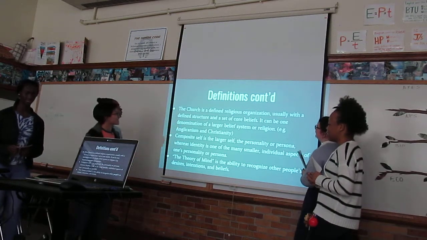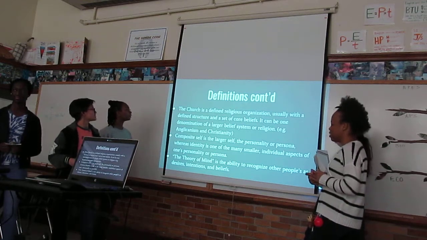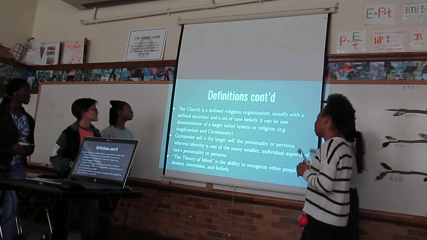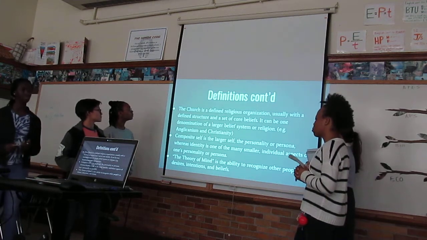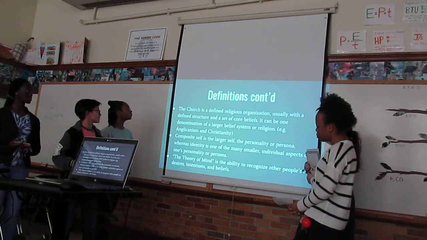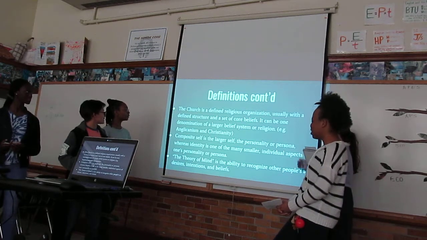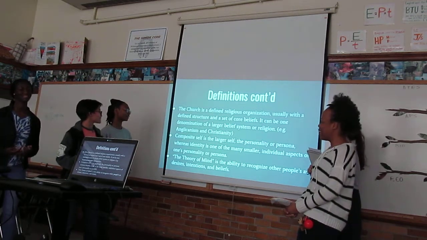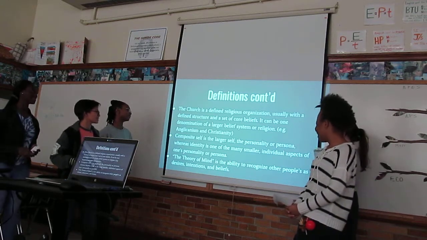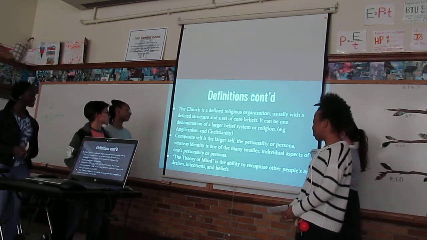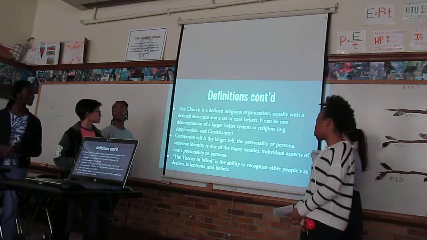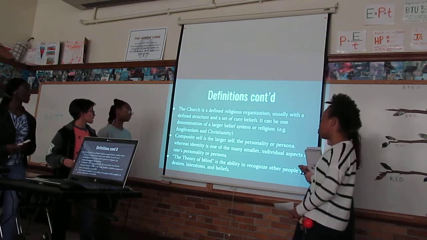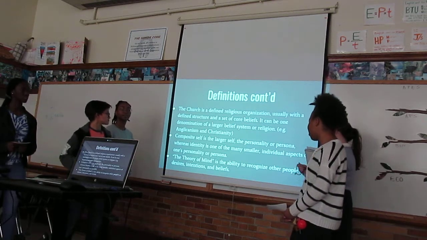And these are our more definitions. The church is a defined religious organization, usually with defined structure and a set of core beliefs. It can be one denomination of a larger belief system or religion, like Christianity, for example Anglicanism. Composite self is a larger self, the personality or persona, whereas identity is one of the many smaller individual aspects of one's personality or persona. The theory of mind is the ability to recognize other people's desires, intentions, and beliefs.